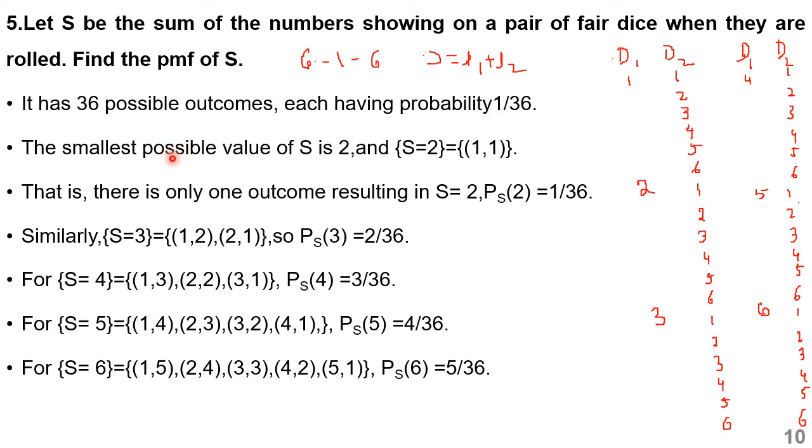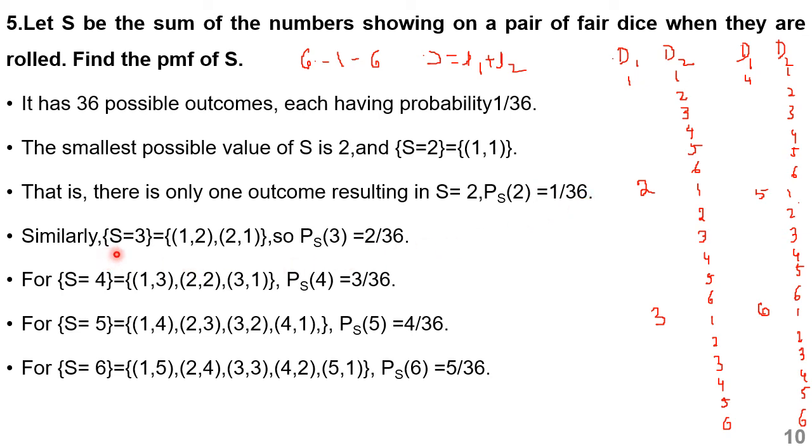The smallest possible value of X that I can get is 1 plus 1, that is 2. So X equal to 2 corresponds to (1, 1), and there is only one outcome resulting in a sum equal to 2. Therefore, the probability of S equal to 2 is 1 divided by 36.